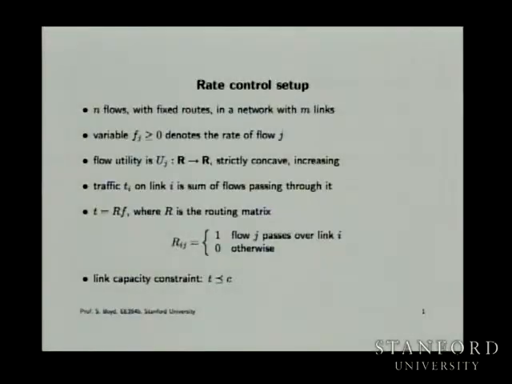Okay, so let's just jump in and look at rate control. This is the very, very basic problem. It's non-dynamic, completely static here. The question is, how do you assign rates to a bunch of flows in a network? Here's the way it's going to work. We're going to have n flows. The routes are fixed, and they're not going to be split.